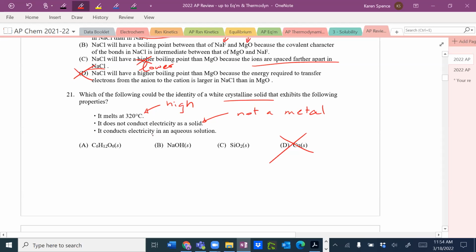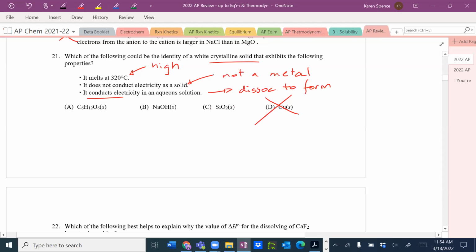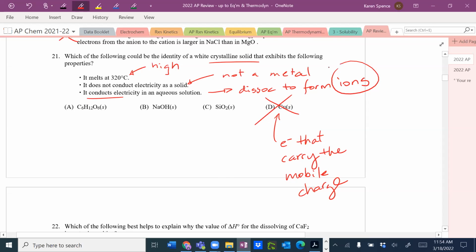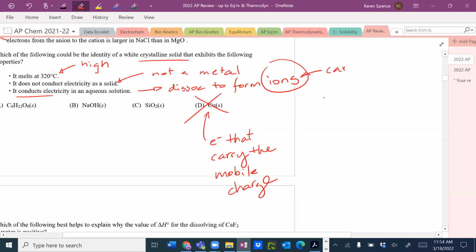And if it conducts electricity in aqueous solution, that means it needs to dissociate to form ions, because if we're conducting electricity, we need something to carry the charge. In copper, it's the electrons that carry the mobile charge. But in an aqueous solution, it's the ions that carry the mobile charge. So you're looking for an ionic compound or an acid.